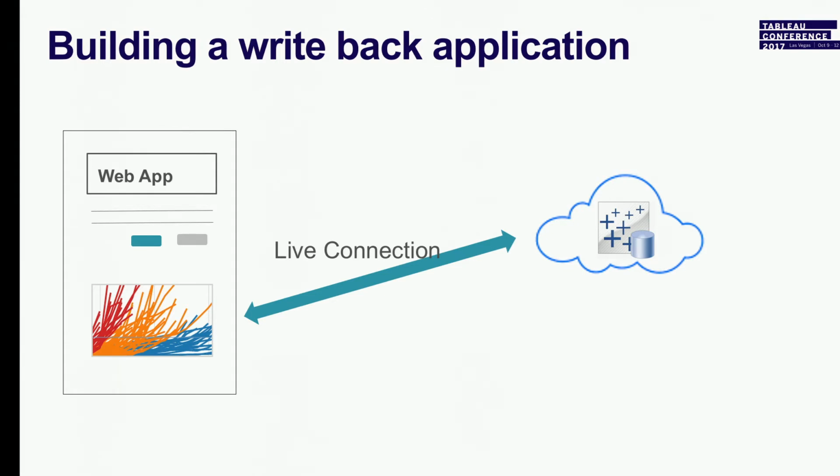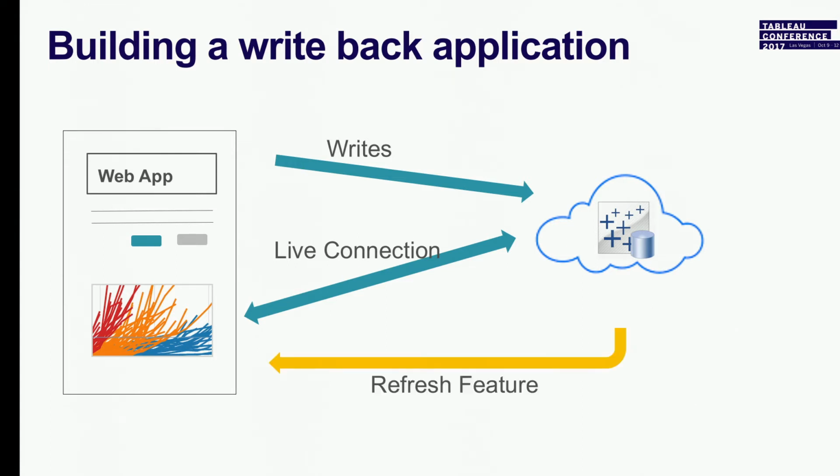So here's the workflow for building a write-back application. As I said, you would have a web application with an embedded Viz that has a live connection to an online data source. The web application would need permission to write to the data source. In this case, I've used the Google APIs and Google Sheets to accomplish this workflow. And finally, you can use the refresh feature to have the Viz pull back updates from the data source and update the visualization.